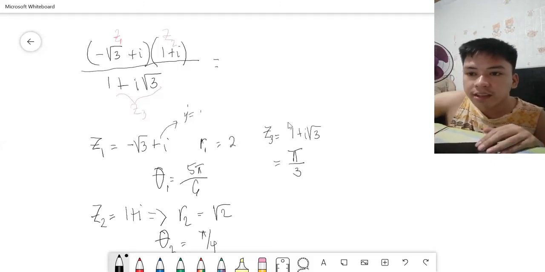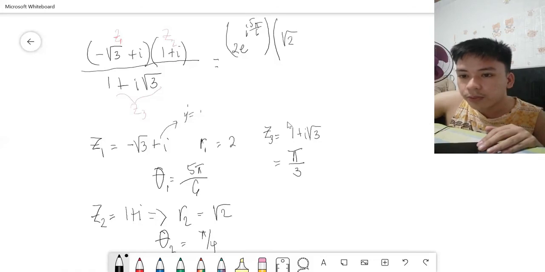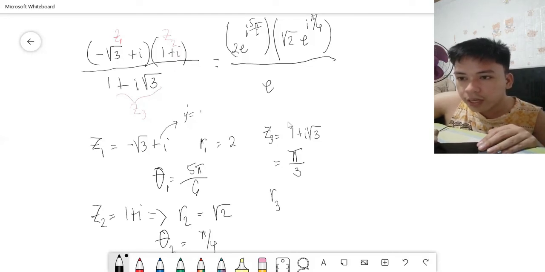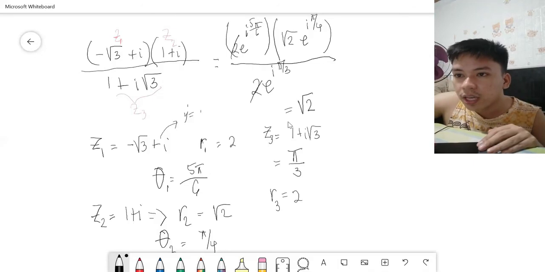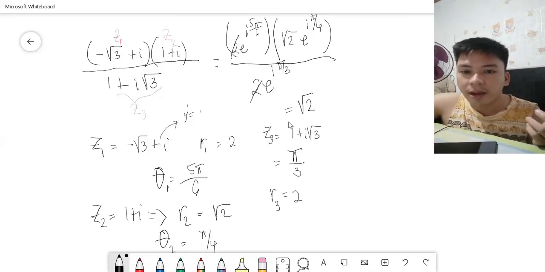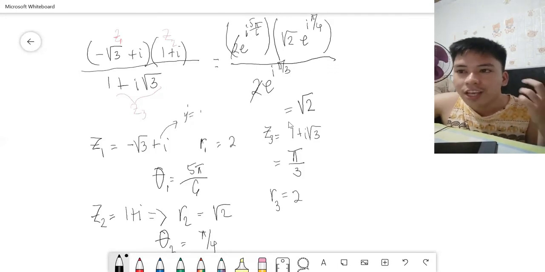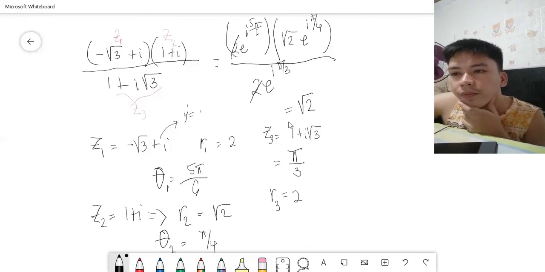Therefore, I can write this as 2 e to the i 5 pi over 6 times square root of 2 e to the i pi over 4, all over, by the way, r3 here is obviously 2, so 2 times e to the i pi over 3. So cancel this one out, and square root of 2. If I add this and subtract by pi over 3, I don't have to do algebraic manipulation, because this is not algebra we're talking about. So this is the same as 3 pi over 4. That's it.